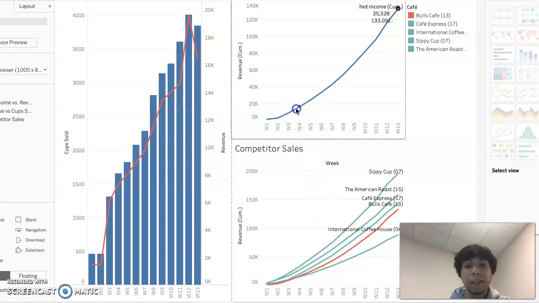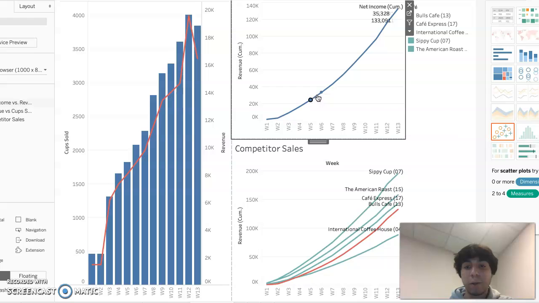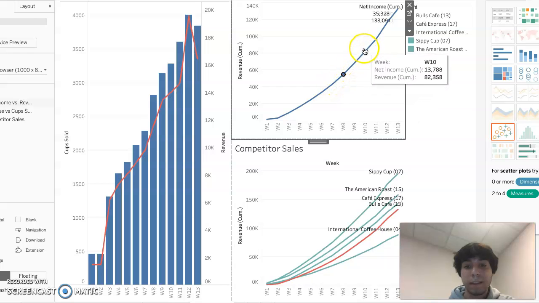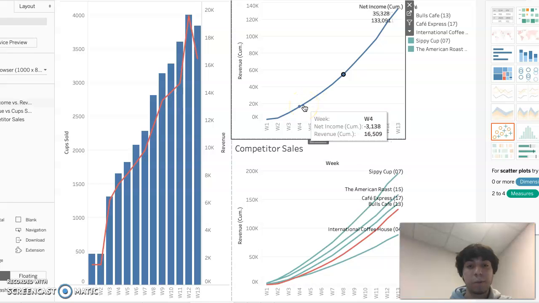Over here you can see that as the weeks go by, our income gradually goes from less negative to less negative to less negative until we reach a positive point just around week 7, week 8. It took us about 8 weeks to get significant profits. And other coffee shops even made that jump sooner.